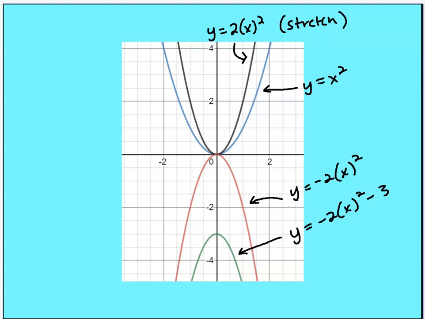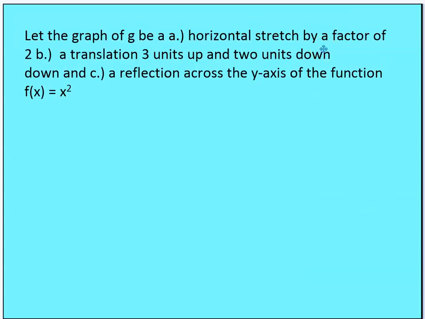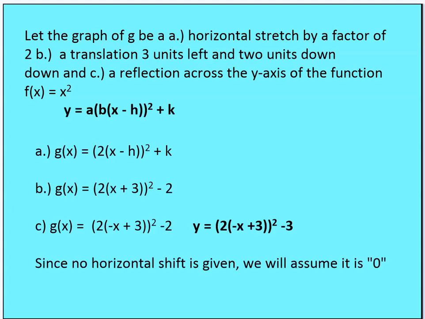Let G be a horizontal stretch by a factor of 2, a translation 3 units up and 2 units down, and a reflection across the y-axis of the function. Remember, you're going to do these in order. Okay, so here I have my setup.